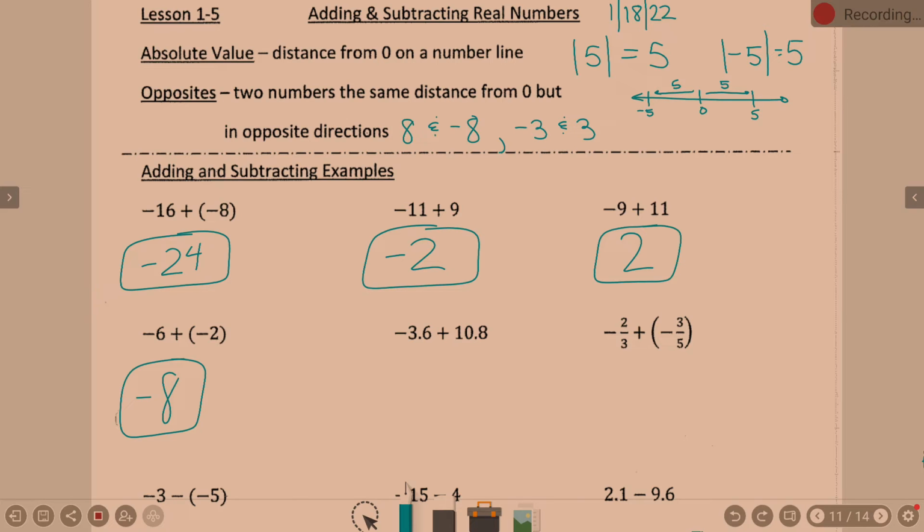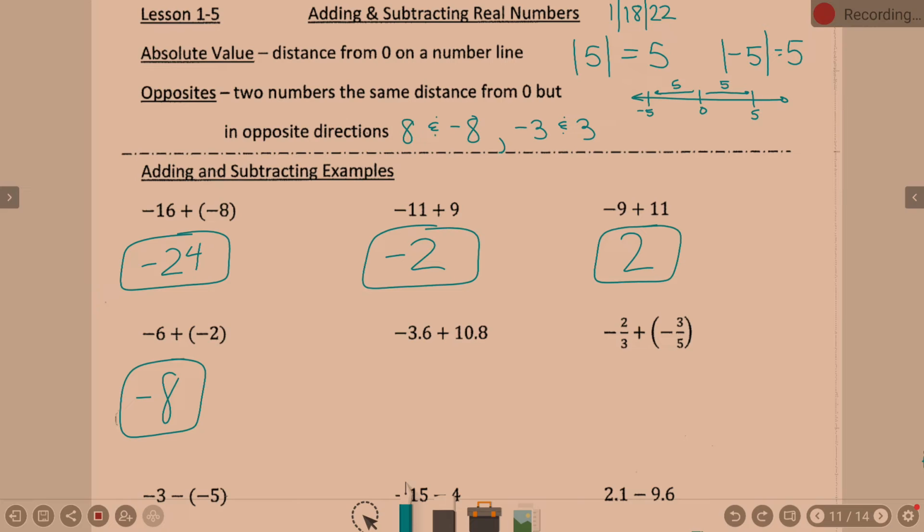Decimals. Okay. How do we do negative 3.6 plus 10.8? My first question would be: it's a negative and a positive. Am I going to add or subtract? It's two different signs. Just like up here, it was a negative plus a positive. Did we add or subtract on these? We subtracted, yes? So let's subtract now.